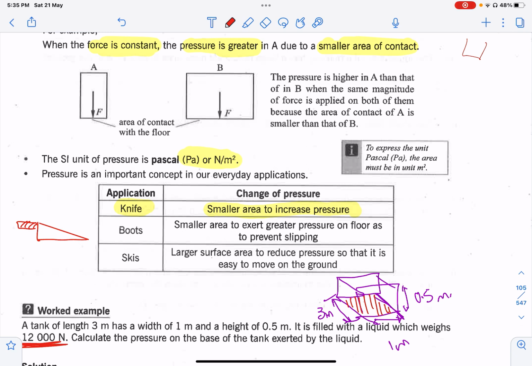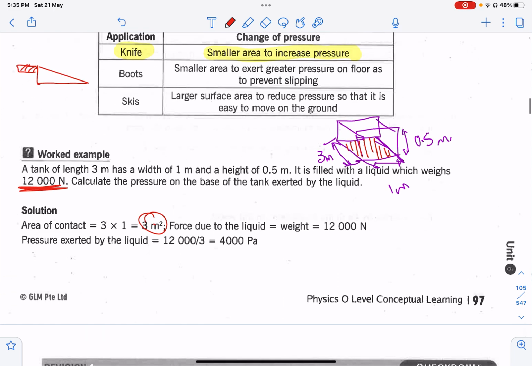For boots or skis, in order to be more stable and not fall into the snow, you have a very large base area. This helps to distribute your force over every unit area available, resulting in the pressure decreasing, so you don't sink down directly.